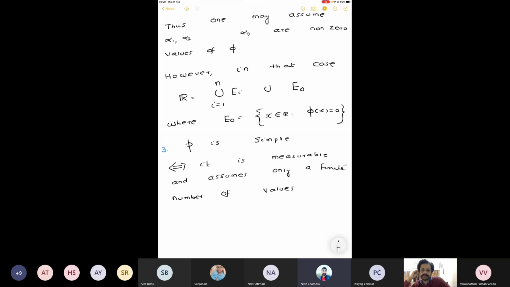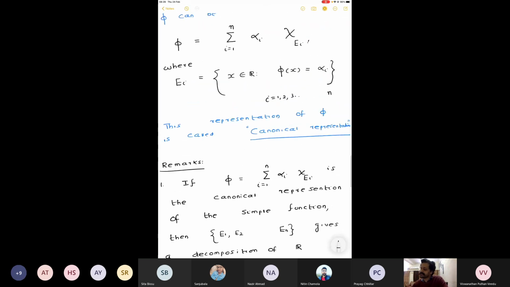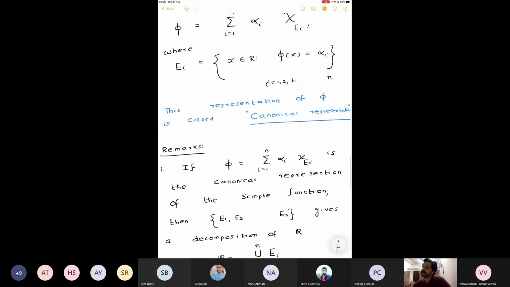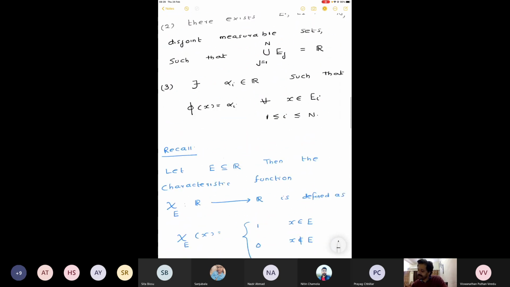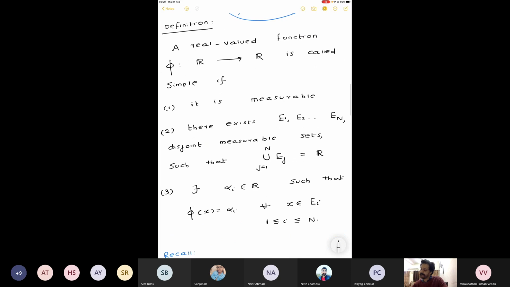Take Ei to be what? Inverse images. Collection of all x such that phi of x is equal to alpha i. You take that, you will get Ei's. And since phi is measurable, the collection of all x such that phi of x is equal to alpha i is measurable. You have seen it. So Ei's are measurable and Ei's will give you the partition of R and so on.